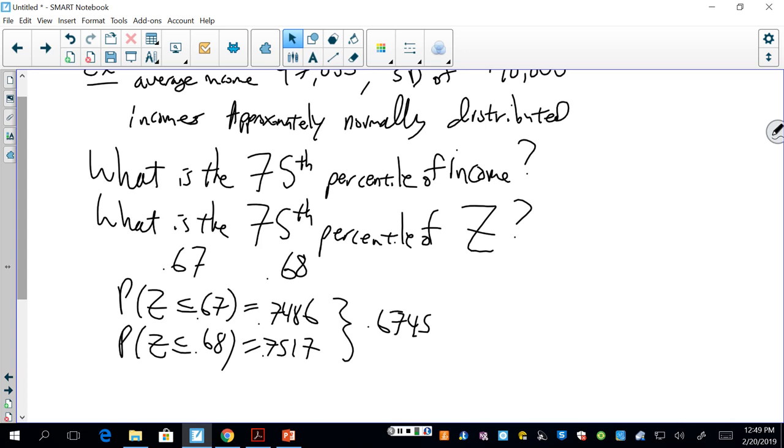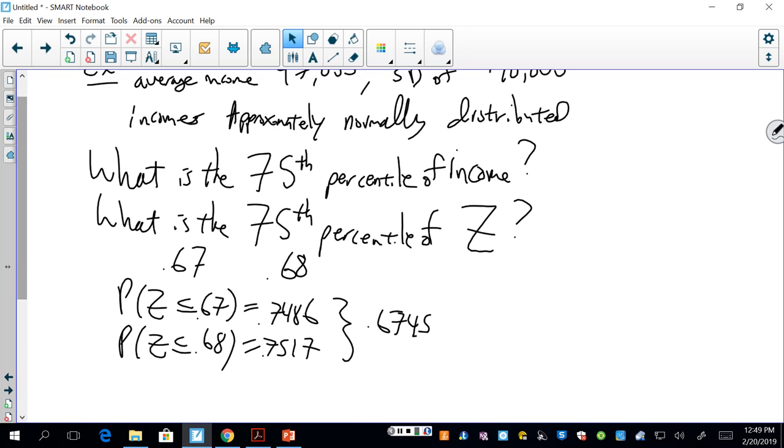It's actually 0.6745 that is closer to what it is. If you just took the midpoint there, 0.675, and said that's about what it is, for a rough approximation that would be okay. We can't use a computer. If you use a computer, it's a little bit closer. So that's on the standard normal scale.